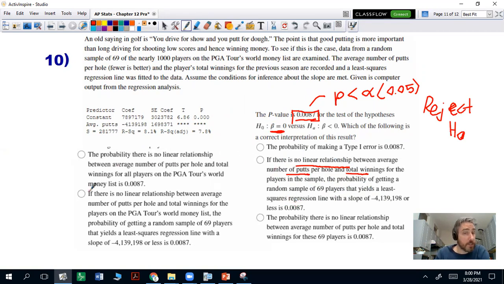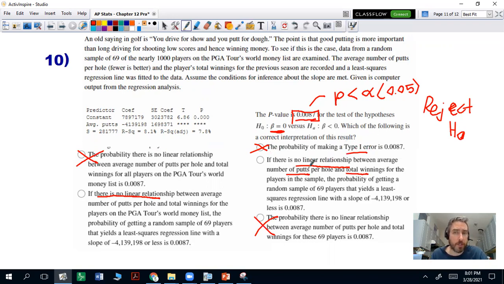Now, that's very similar to this. If there is no linear relationship between the average number of putts per hole and total winnings for the players in the PGA Tour's World Money List, the probability of getting a random sample of 69 players that yields a least squares regression line with a slope of negative 4,139,198 or less is 0.0087. So it's going to be one of those two because that's how p-values are interpreted. The alpha would be the probability of making a type 1 error, not the p-value. So let's see which one's better.